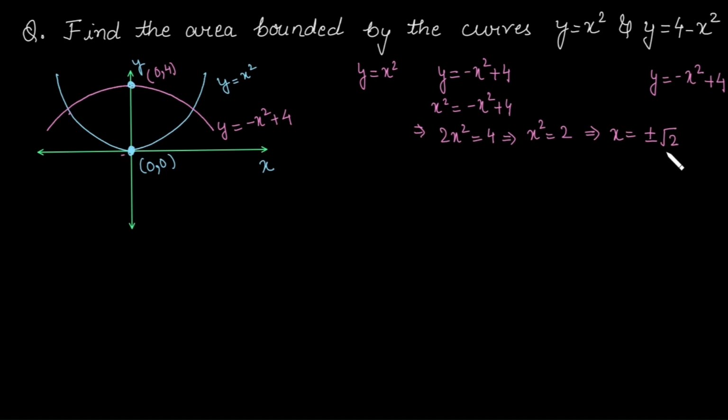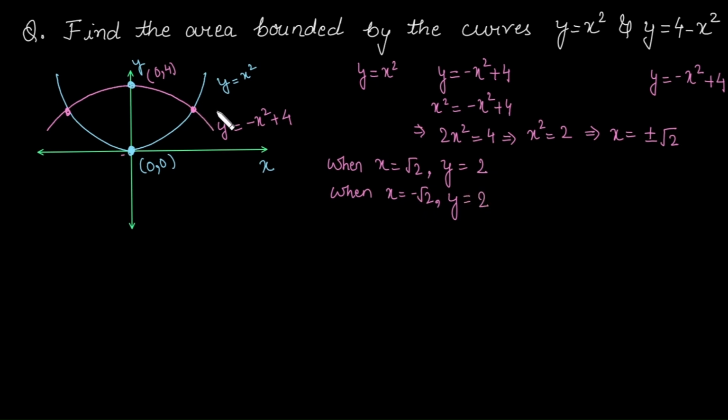It means again we are getting two values of x. One is a positive root 2, another is a negative root 2. When x is equal to positive root 2, what is the value of y in this case? Either use this curve or this curve, you will get the value of y. So I'm using directly this curve. In this case, the value of y becomes 2. And when x is equal to minus root 2, y is equal to again 2.